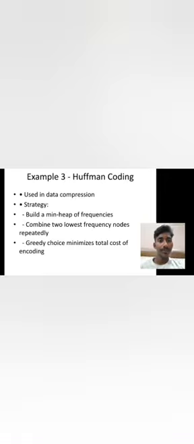Example 3, Huffman coding, used in data compression. Build a min heap of frequencies. Combine the two lowest frequency nodes repeatedly. The greedy choice minimizes the total cost of encoding.